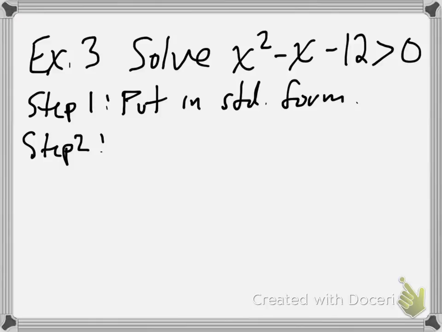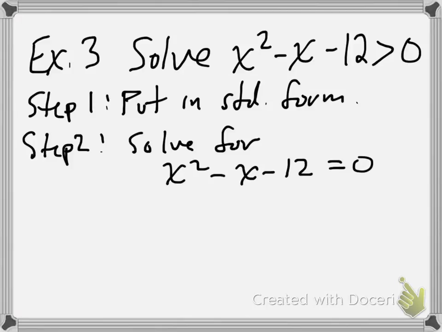Step 2 is to solve for x squared minus x minus 12 equaling 0. So take the inequality and basically solve for the equation. We've learned that we can solve quadratics by factoring, by completing the square, by using the quadratic formula. I think the easiest thing to do here is just factor.